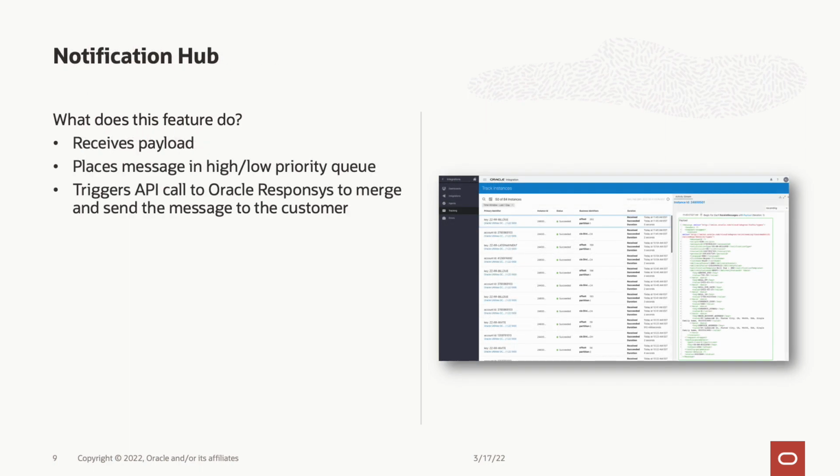The notification hub accepts the data from C2M at the time of a triggering event, such as a service task. Notification Hub places the message into a high or low priority queue depending on the criticality of the message. For example, you could ensure collections notifications are sent before guest acceptance notifications. The Hub then triggers an API call to Oracle Responses to merge the raw data with the campaign and deliver the message to the customer.